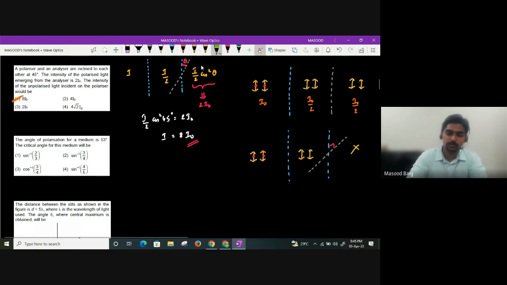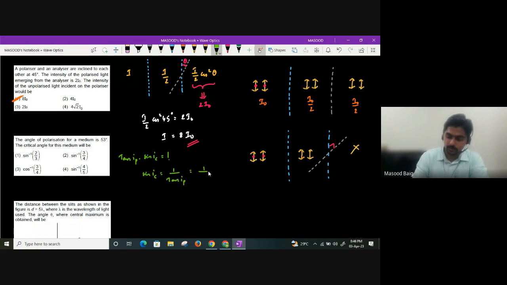Let us do the next question. The angle of polarization for a medium is given as 53 degrees. They are asking for the critical angle. Do we know the relation? Tan IP times sin IC should be equal to 1. So sin IC will be equal to 1 by tan IP, which is 1 divided by tan 53. Tan 53 happens to be 4 by 3, so 1 by tan 53 will be 3 by 4. So the critical angle will be sin inverse of 3 divided by 4. Understood?